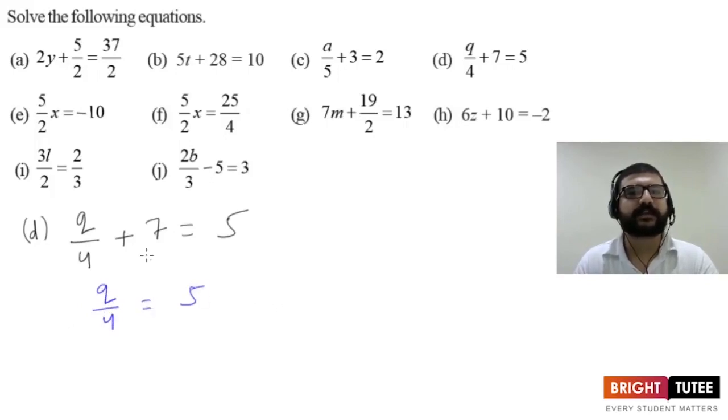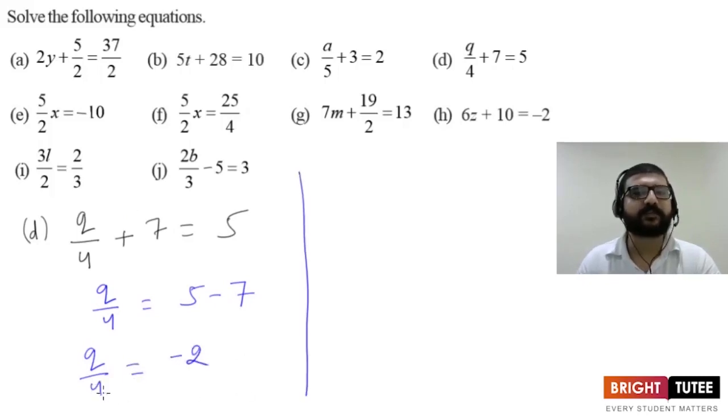What should we do now? We are transposing plus 7. So it will come here as a negative number, that is minus 7. Now by simplifying we will get q upon 4 is equal to minus 2.